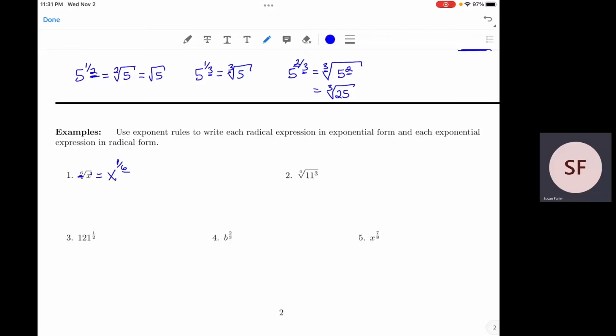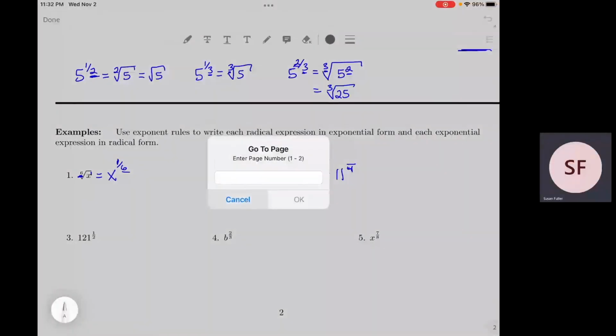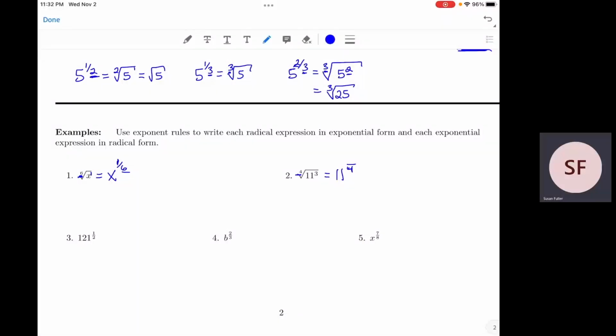How about the fourth root of 11 to the third power? How am I going to write that in exponential form? Well, I have a fourth root here, so that means I'm going to have 11 to a fractional exponent, and I know the 4 is going to be on the bottom of that fraction because the index here goes to the number on the bottom here. And because I have a 3 in here as an exponent on the 11, that's going to go up here to the top. So I can write the fourth root of 11 to the third power as 11 to the 3/4 power.